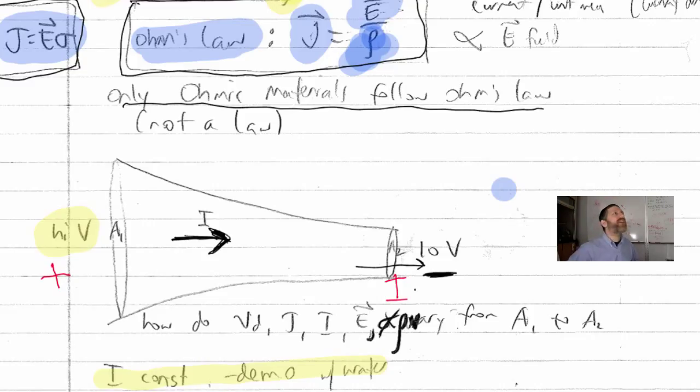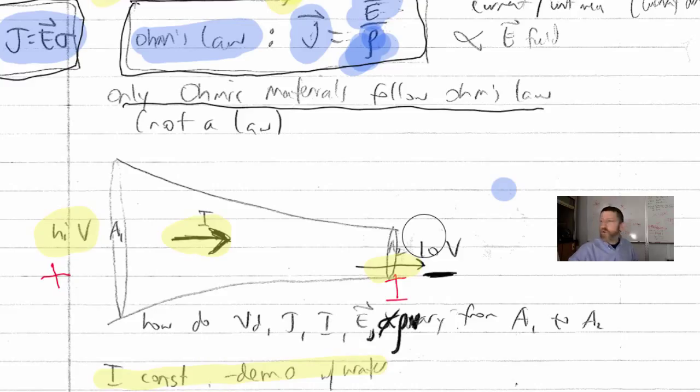That allows us to get the next one pretty easily. My next question is, what happens to the current density? Thumb up if the current density goes up, thumb sideways if the current density stays the same, thumb down if the current density goes down right here compared to the end. In other words, how does the current density at this point compare to the current density right over here?